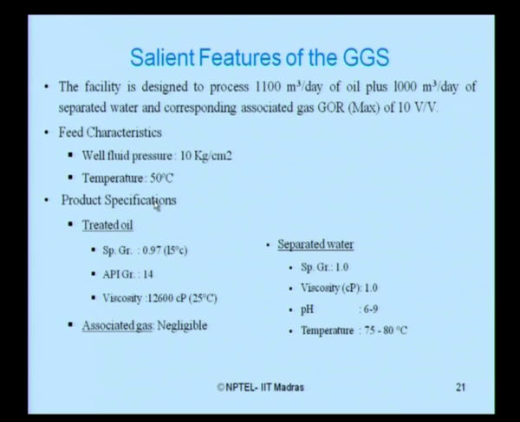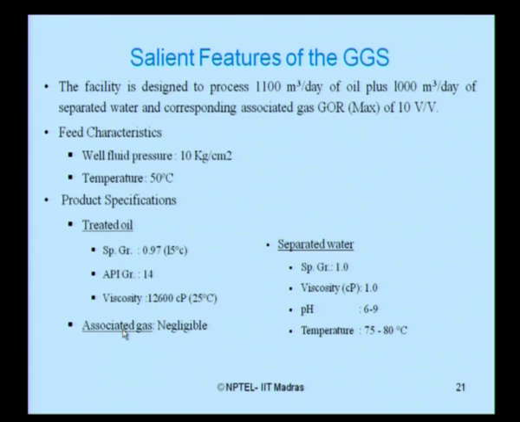The product specifications are as follows. The treated oil has a specific gravity of 0.97 at 15 degrees Celsius. The API grade is about 14. The viscosity is about 12,600 cP at about 25 degrees Celsius. The separated water has a specific gravity of 1.0. The viscosity is again 1.0. The pH level of the water is about 6 to 9, it is basically alkaline, and the temperature is about 75 to 80 degrees Celsius.